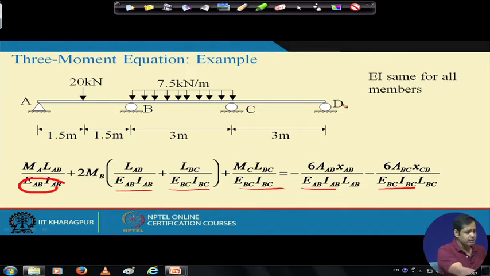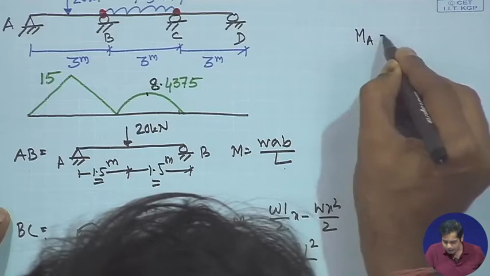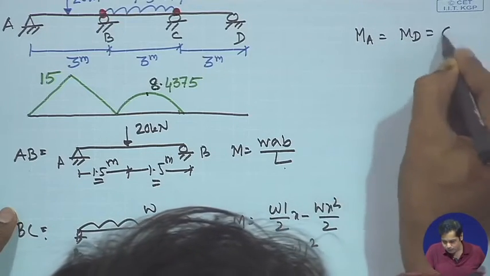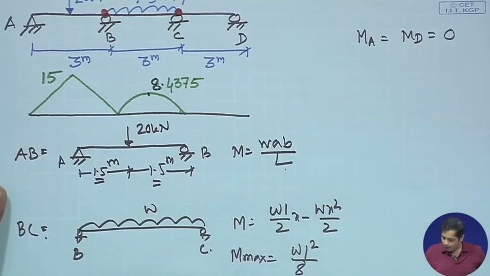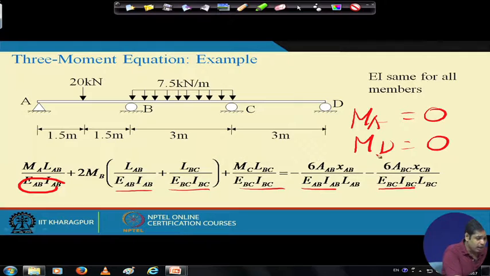Okay. Now, from the configuration and the support condition of this structure, we can say that moment at A and moment at D is equal to 0, right. So, MA is equal to 0 and MD is equal to 0, because it is a pin support at that point. Okay. Now, so we know that MA is equal to MD is equal to 0, right.